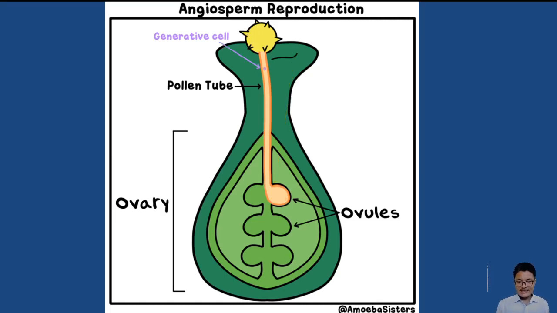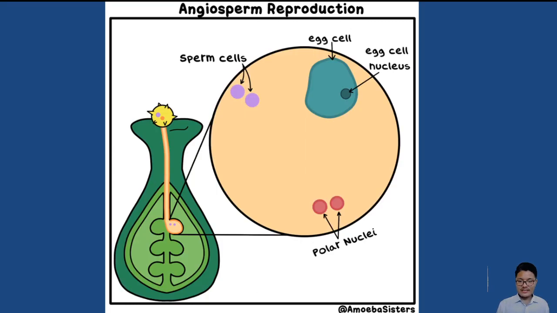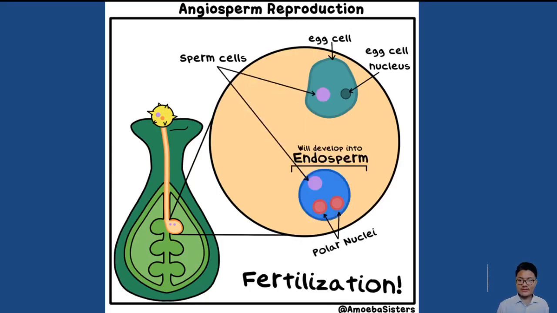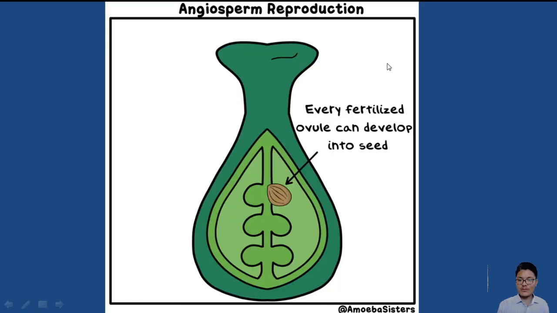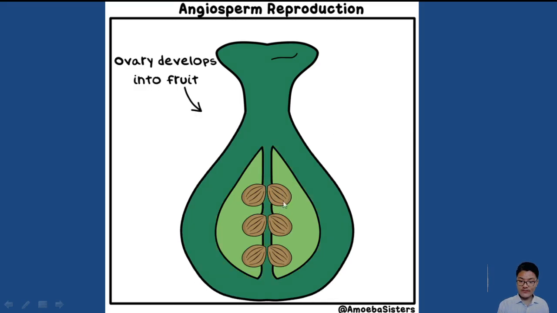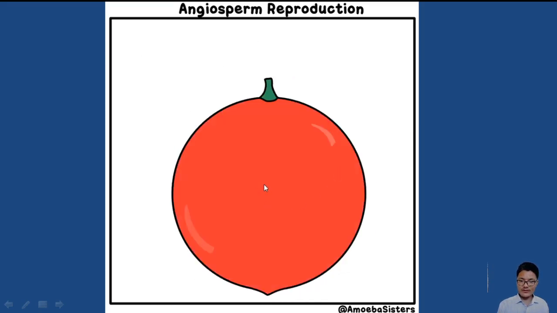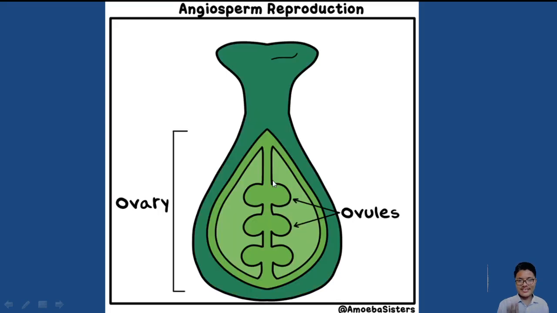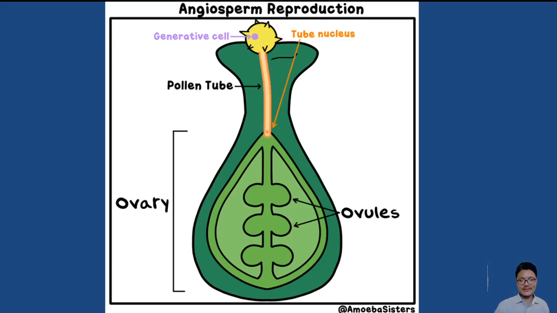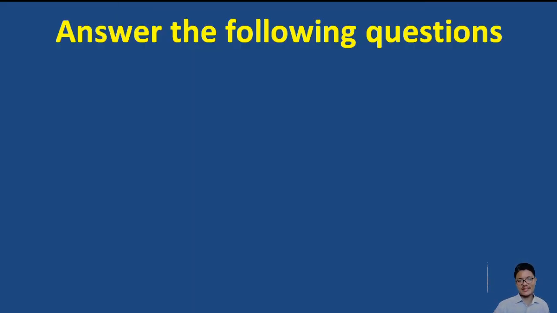Let's discuss again. The generative cell will release two sperm cells, among which one sperm cell will fuse with the egg cell to form the zygote, and later on there is development of the fruit. Okay, this animation is too fast, so we'll discuss it in detail in chapter number 2. No need to be tensed.